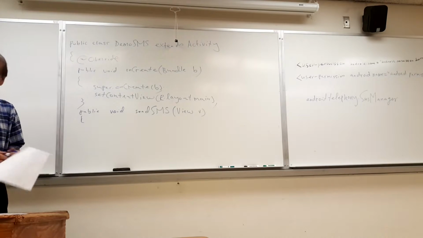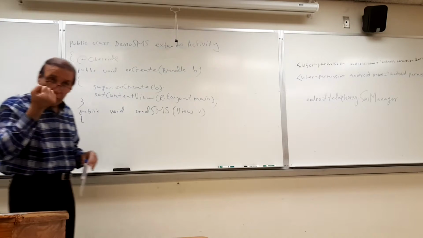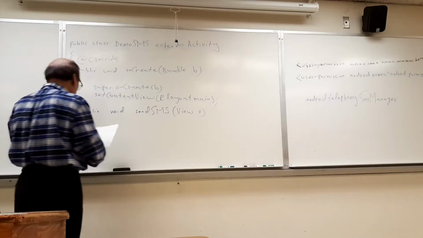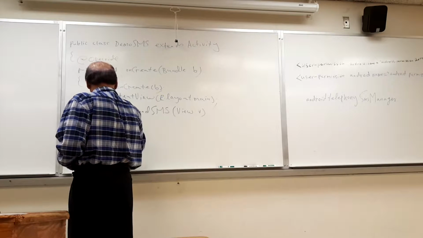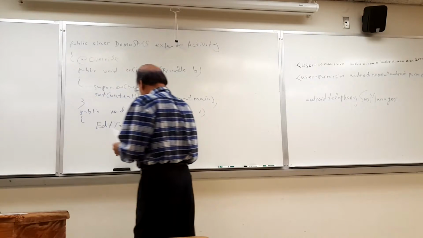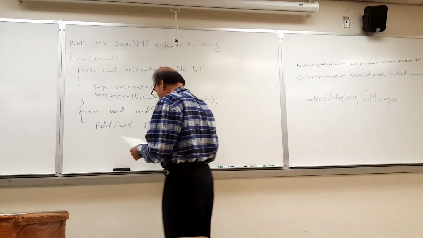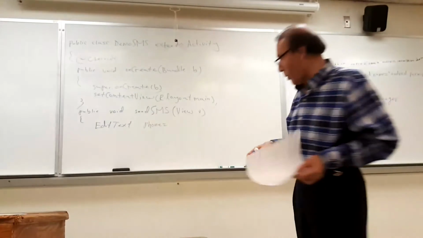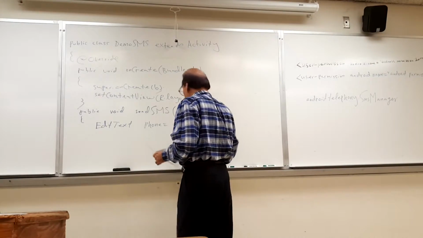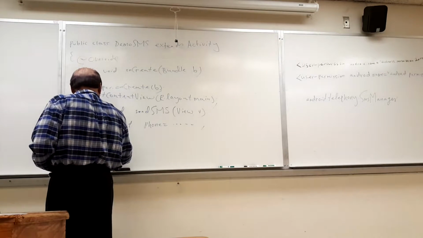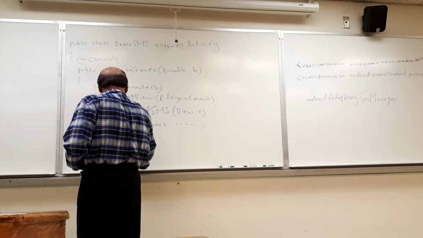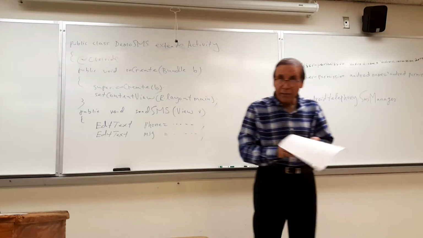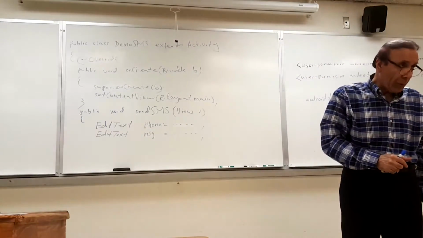In this method, first of all, I'm going to take care of two EditTexts, one to get the phone number, the other one to get the message. EditText phone equals whatever you have in your XML file, so you know how to create an object. And another EditText for message. Again, we assume that you have two EditTexts in your layout.